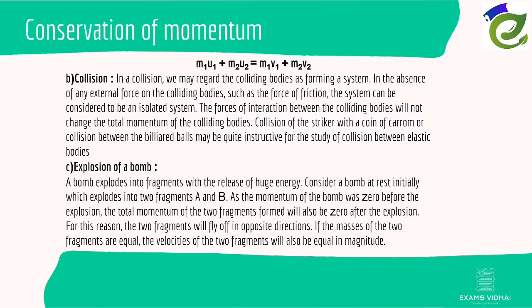Now coming to the third example, that is the explosion of a bomb. A bomb explodes into fragments with the release of huge energy. Now consider that the body is at rest initially, and then it explodes into two fragments, A and B. As the momentum of the bomb was 0 before the explosion, the total momentum of the two fragments formed after the explosion is also 0. For this reason, the two fragments will fly off in opposite directions, and if the masses of the two fragments are equal, the velocities of the two fragments will also be equal in magnitude. Therefore, the law of conservation of momentum is satisfied.